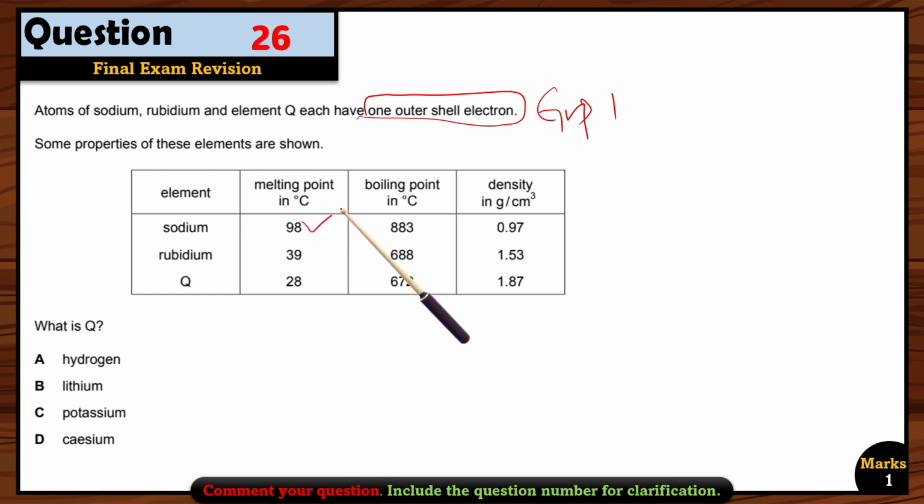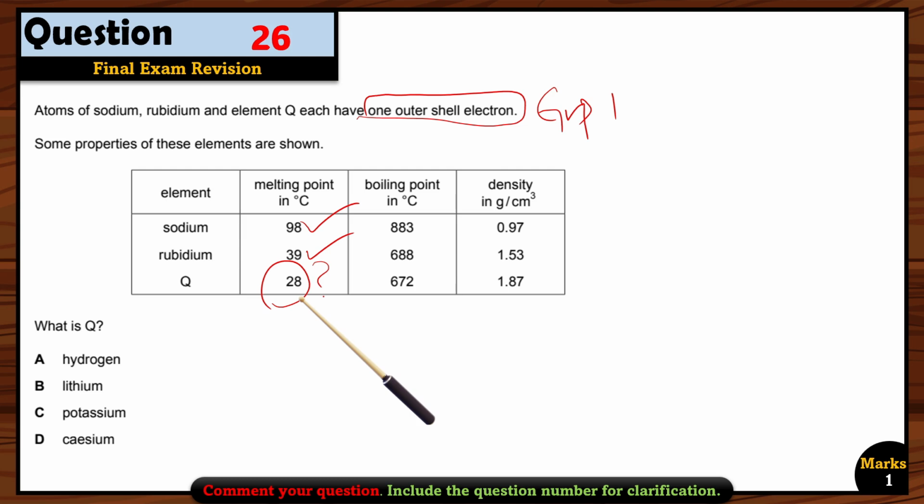If you see, the sodium melting point is higher, rubidium is lower. So after rubidium, we have another element, that is Q, right? So we have to look for the elements in group 1. The first option is hydrogen. Hydrogen also belongs to group 1. But why can we not choose hydrogen from here?